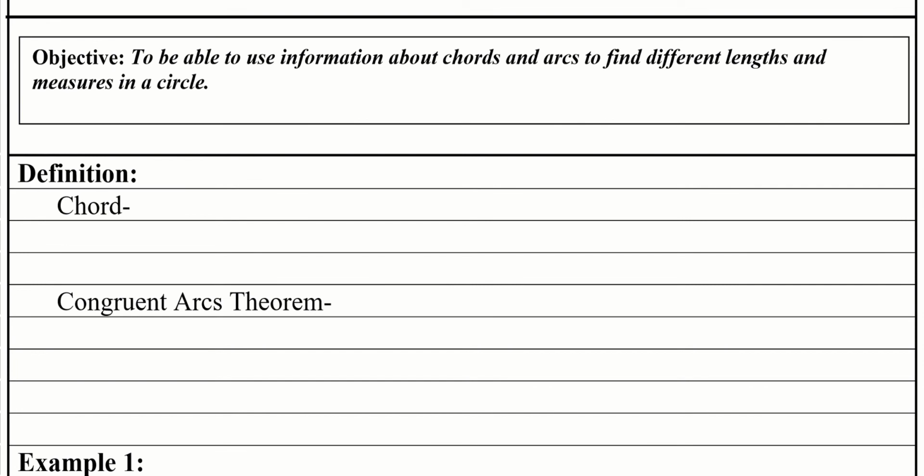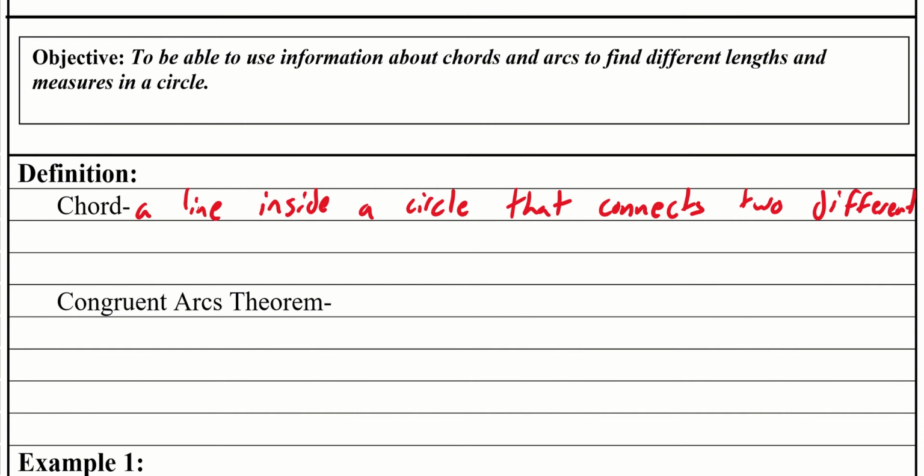Well, a chord of a circle is just a line inside a circle that connects two different points. Okay, a chord is just a line inside a circle that connects two different points. So for example here, if I draw a circle, we have the center right there, and then a chord just connects two pieces or two sides of the circle. So for example, one chord could be like this, where it's just connecting sides of the circle.